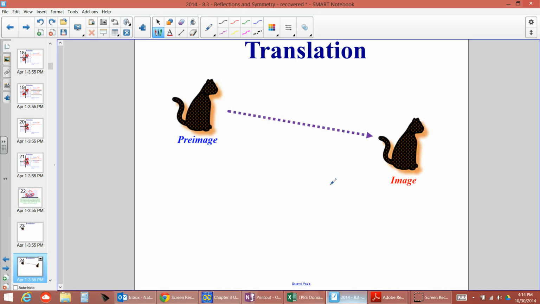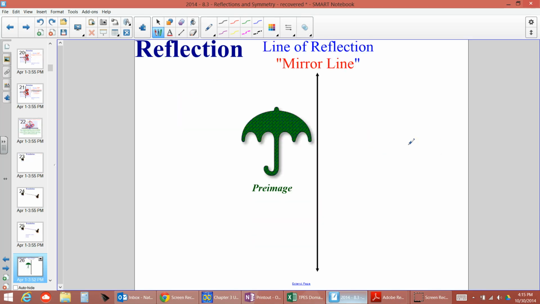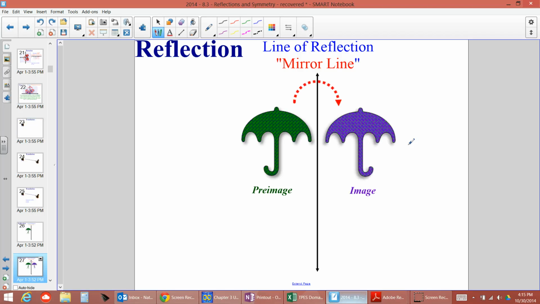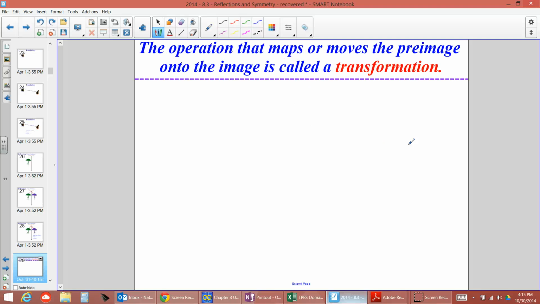Translation. It's also called a slide or a glide. Nothing changes, just the position on the map. Moving from here to here. A reflection has to have a mirror line or a line of reflection. The pre-image is then flipped over that line like a pancake. Also called a flip or a mirror, but technically it is a reflection. The operation that maps or moves a pre-image onto the image is called a transformation.